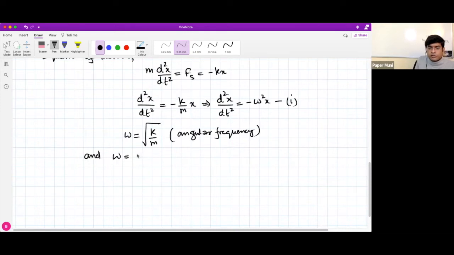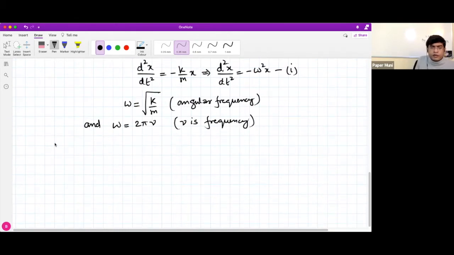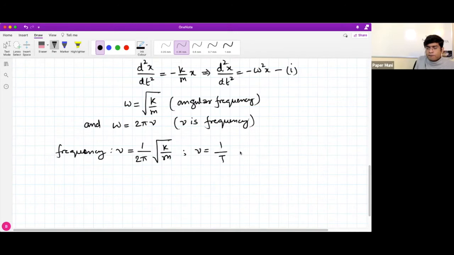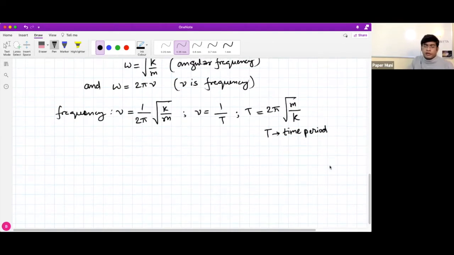Omega is equal to 2 pi nu, where nu is the frequency. Frequency nu can be written as 1 by 2 pi root K by m. Now, nu is related to the time period as 1 by T, and T is equal to 2 pi root m by K. This T is the time period. These relations we all know from mechanics, whatever we have learned.